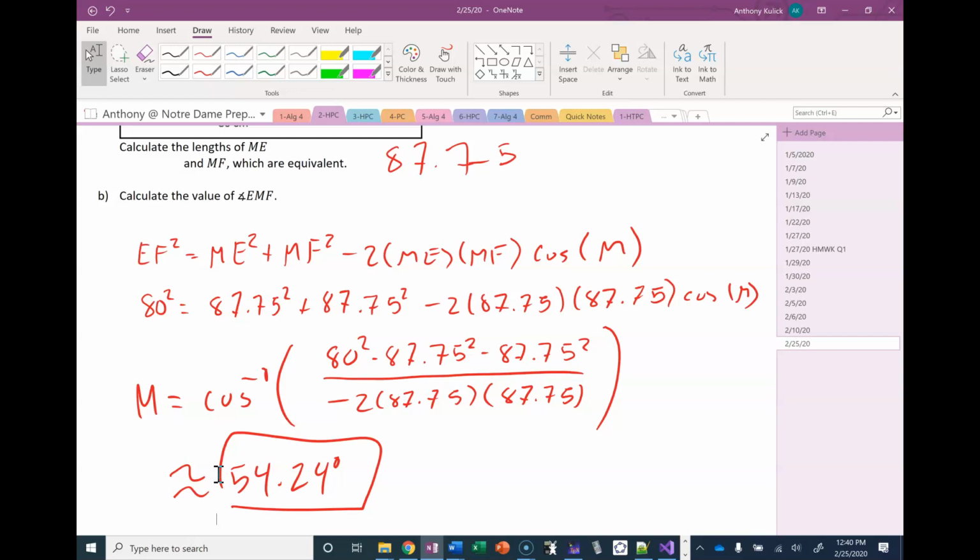Who else has some from this? Do we need to talk about some more? Happy to do more if we have any more. Jackie, go ahead. 15, part C.